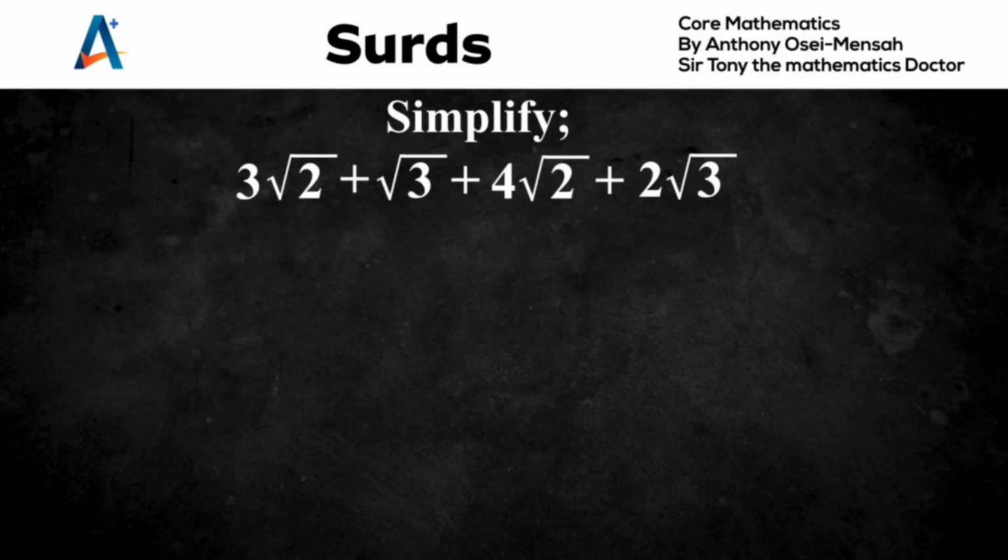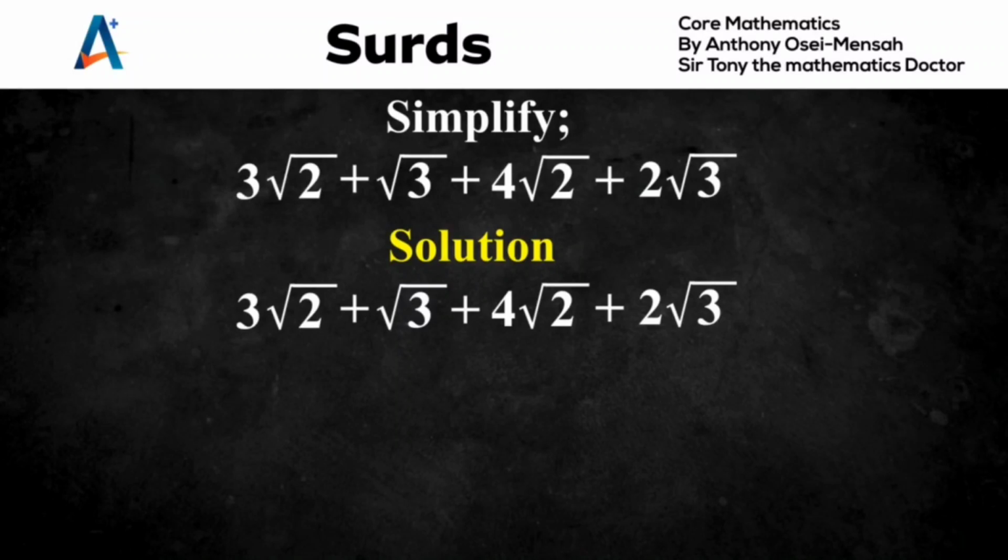This question reads, simplify 3 square root of 2 plus square root of 3 plus 4 square root of 2 plus 2 square root of 3. Let us get into the solution of this third question. Solution. The question reads 3 square root of 2 plus square root of 3 plus 4 square root of 2 plus 2 square root of 3.